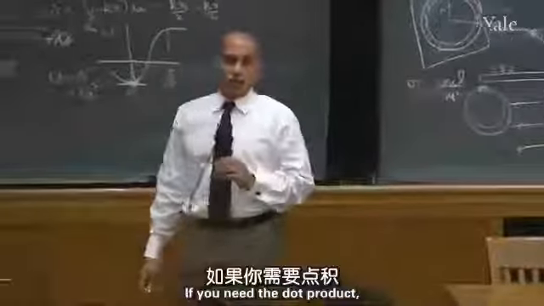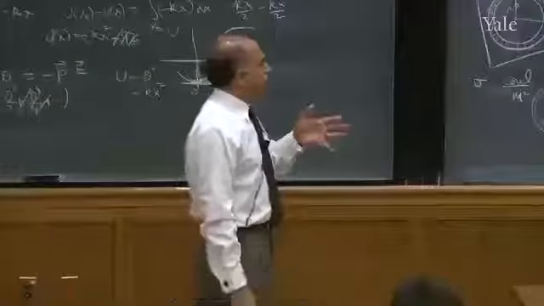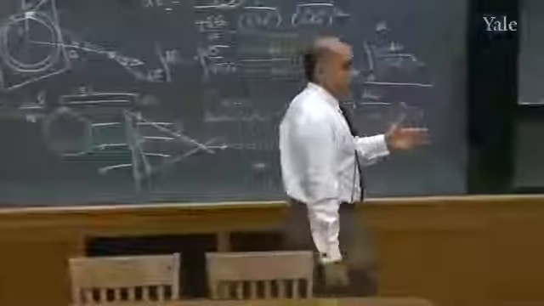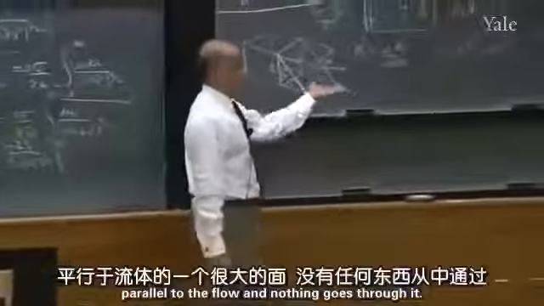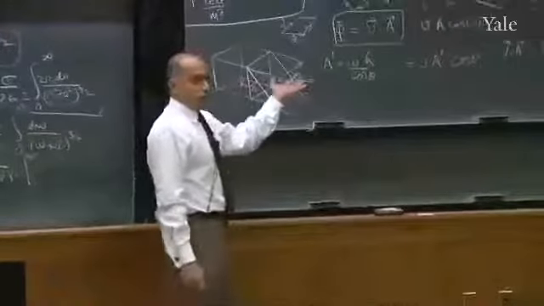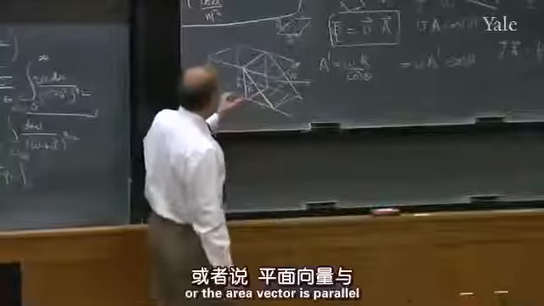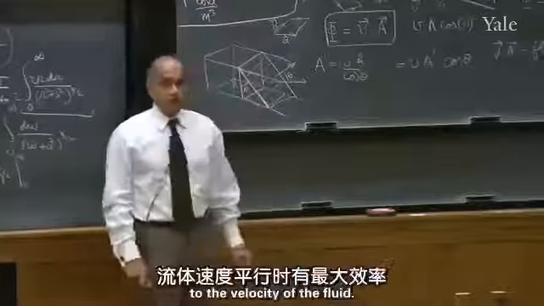But you need the dot product, you need the cosine of the angle, because the area, if it's not perpendicular to the flow, is not as useful. In fact, you can take a huge area parallel to the flow and nothing goes through it. So area is most effective if the plane of the area is normal to the flow of the fluid, or the area vector is parallel to the velocity of the fluid.